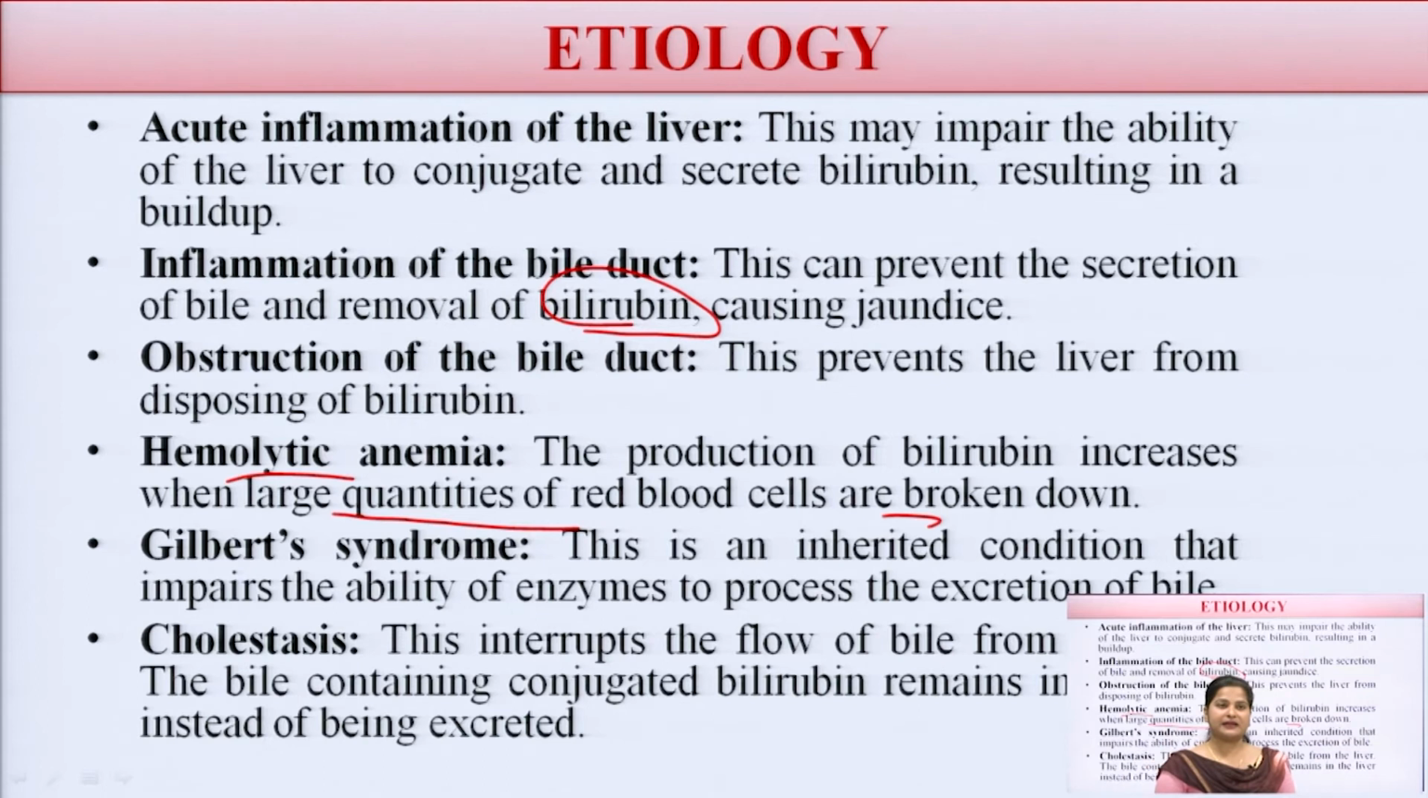Now the second one is Gilbert syndrome. This is an inherited condition that impairs the ability of the enzyme that processes the excretion of the bile.